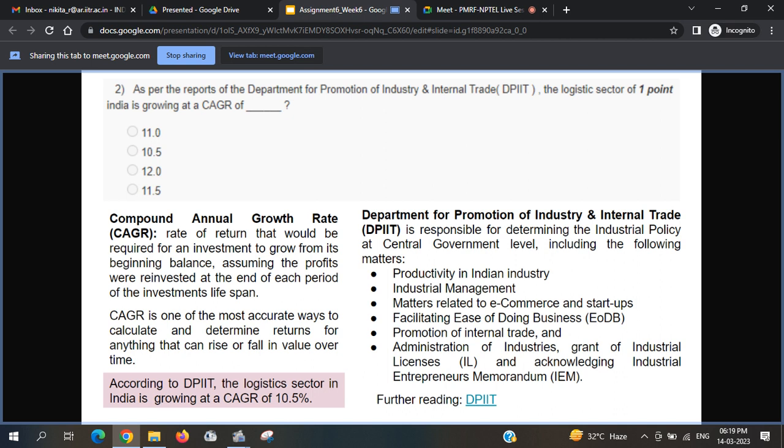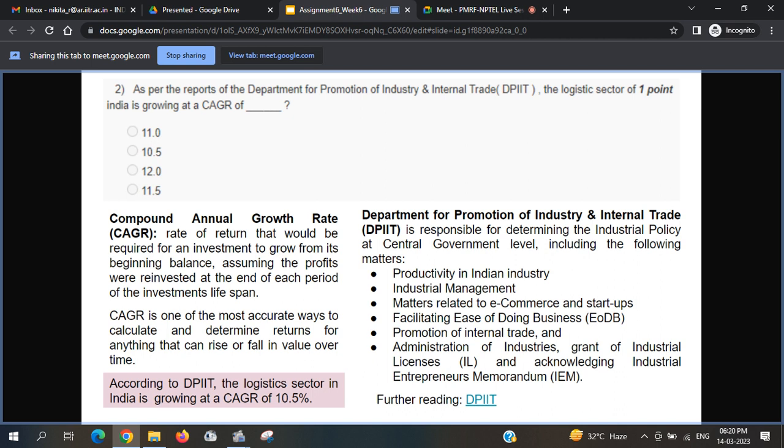The rate of return from that investment that would be required for it to grow from its beginning balance, that is what a CAGR is. So why is CAGR important? CAGR is important because it's one of the most accurate ways which helps you calculate and determine the returns for anything that can rise or fall in value over time.